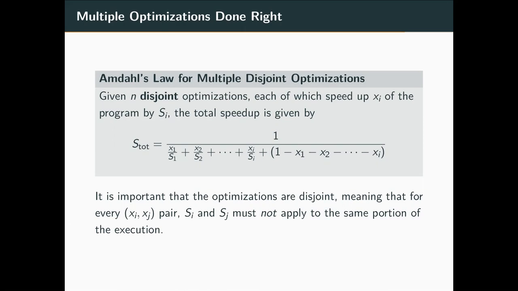So let's talk just briefly about what these terms mean. Basically, what this is saying is that 1 minus the sum of all of our x's is the amount of the program that we're not able to optimize. And then all the rest is going to stay the same as far as latency. And then we're going to be able to speed up all of our x distinct parts of our program by their corresponding speedups. And that's what this sum is telling us.